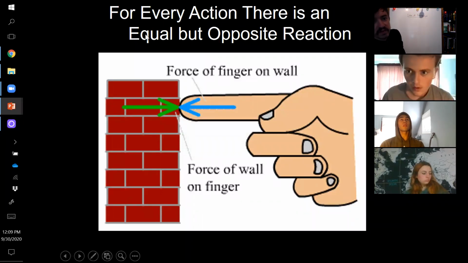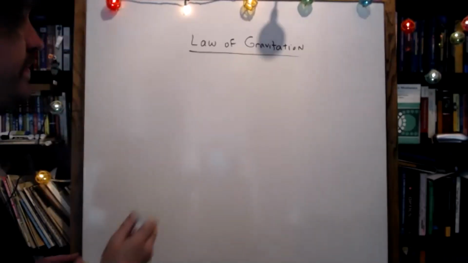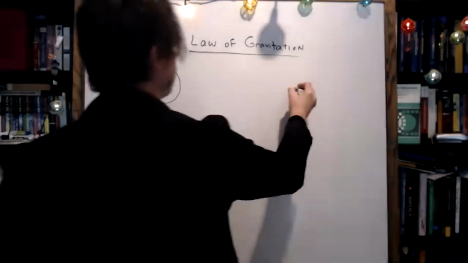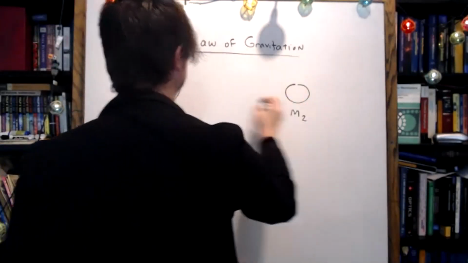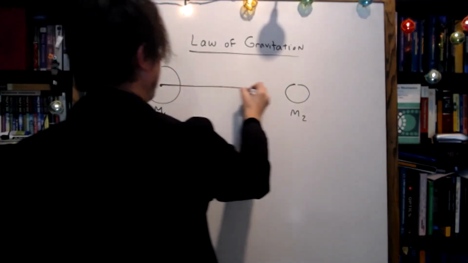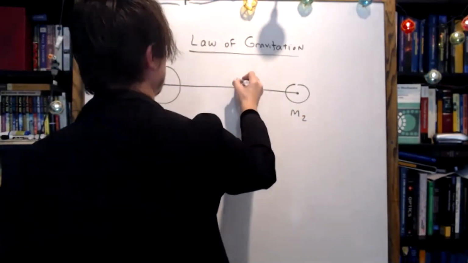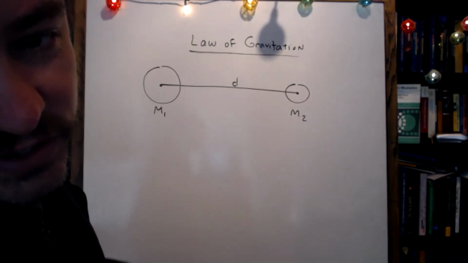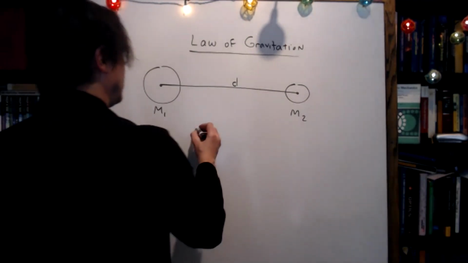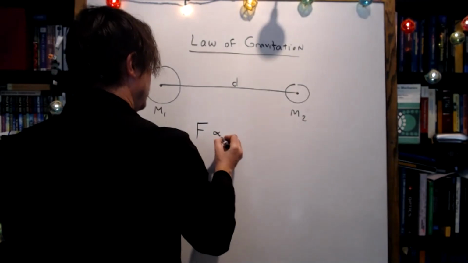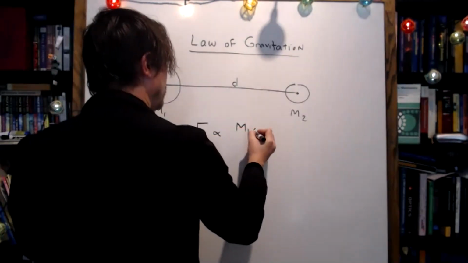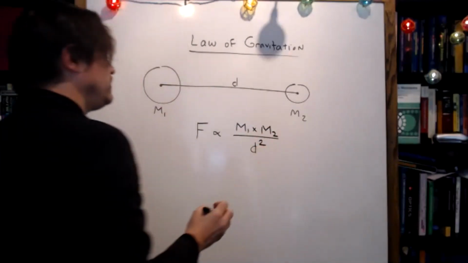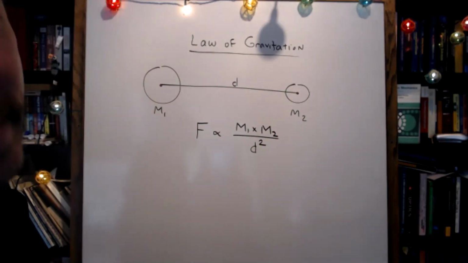Let's go ahead and draw the setup the same way that Newton had it in the Principia, okay? So I have two masses, M1 and M2, and they are separated by a center-to-center distance, little d, all right? Now, the way that Newton wrote his law of gravitation is kind of interesting. He wrote it in the following form. The force of gravity is proportional to the product of the two masses and inversely proportional to the square of the distance.